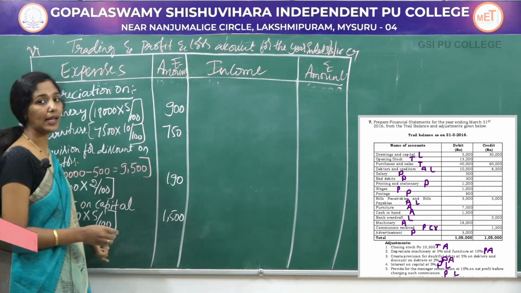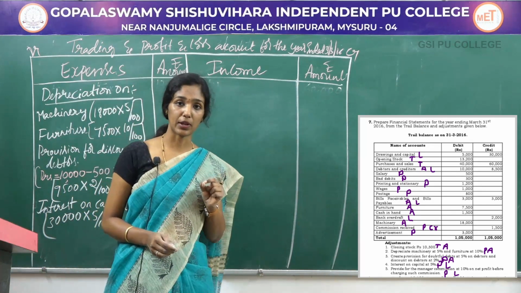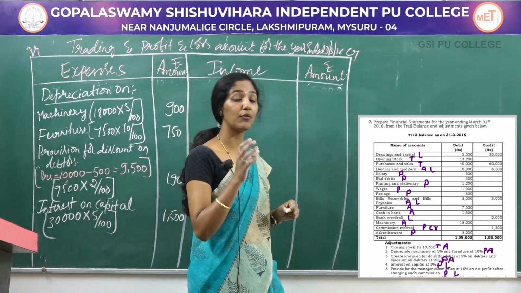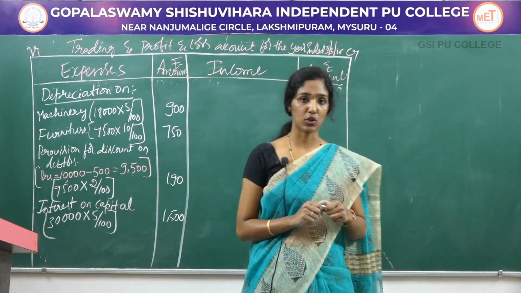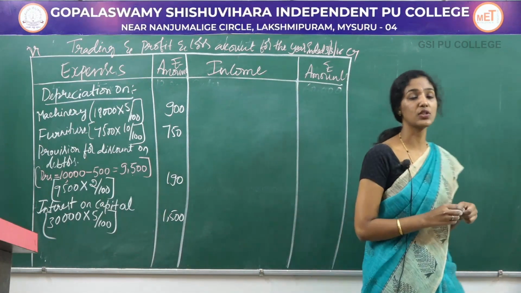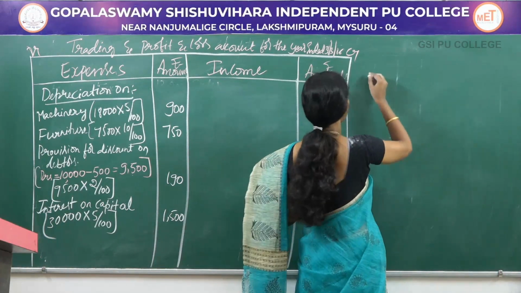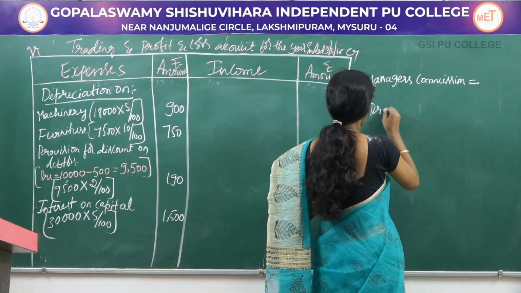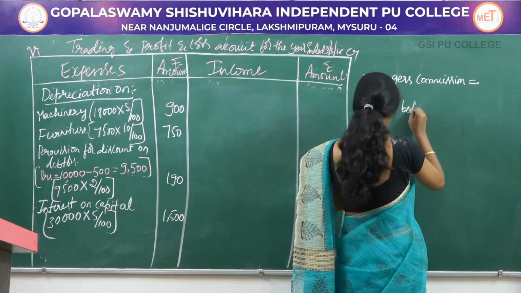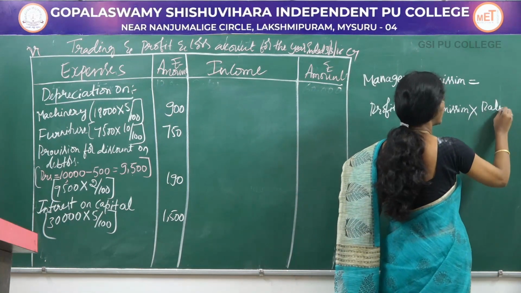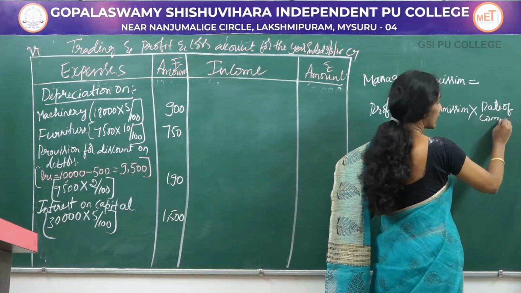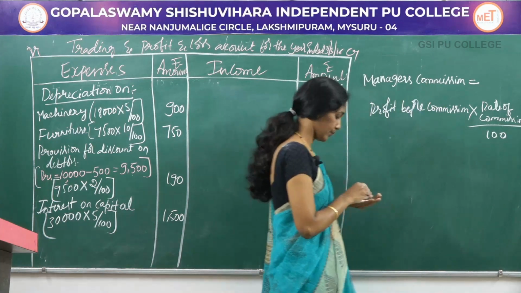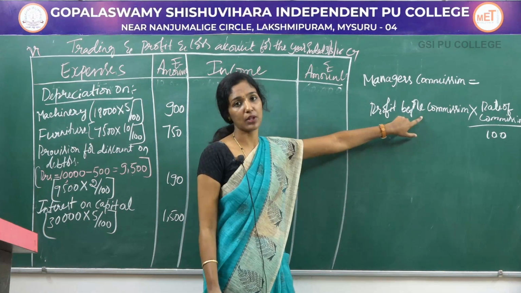So now we have to calculate manager's commission. So what is the formula for calculating manager commission before charging such commission? The formula will be: manager's commission equals profit before commission into rate of commission divided by 100.